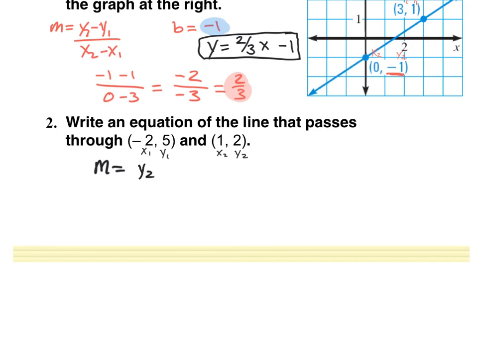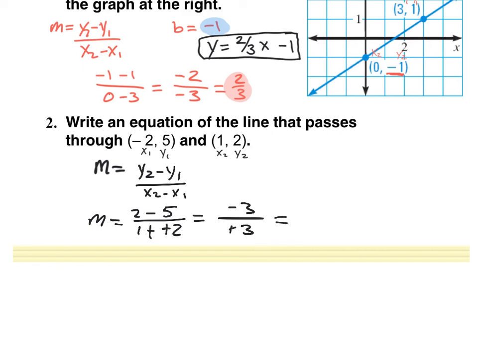So slope is y2 minus y1 over x2 minus x1. All right, go. Okay, and then you do 2 minus 5 over 1 minus -2, and you get -3 over +3. That's -1. Okay, so our slope is -1. And then you can plug in your numbers to find the b. Okay, let me show you what she's talking about here.